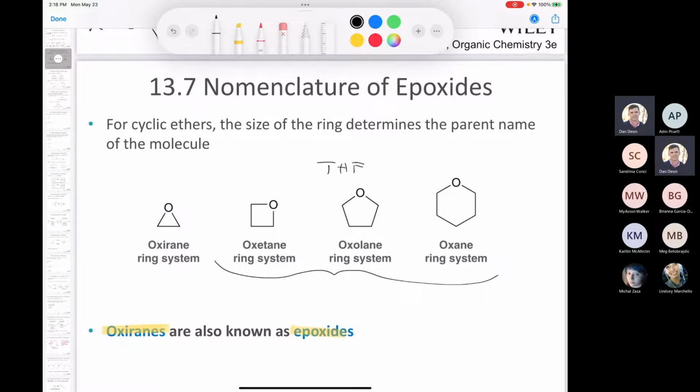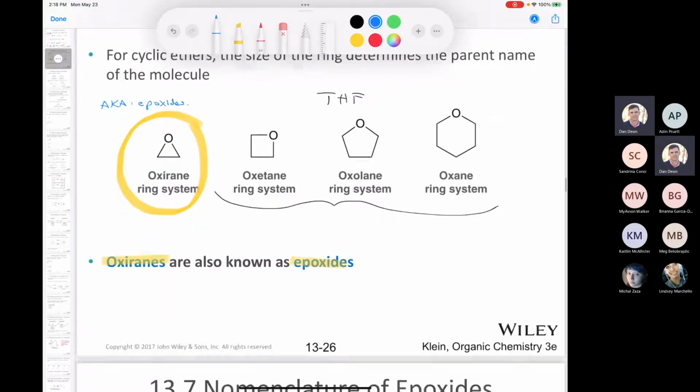This is THF. And you saw that when we had a second oxygen in here, we called that dioxane. Anyhow, that's neither here nor there. But right now, we're going to talk about oxiranes, which are also known as epoxides. And we're going to talk about how to name these. So let's get into it.